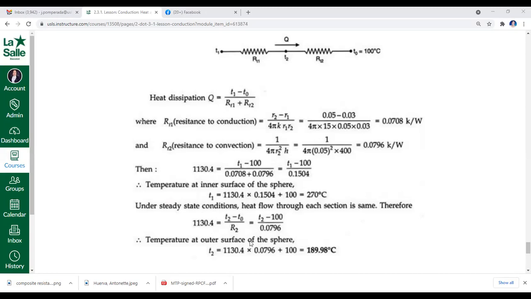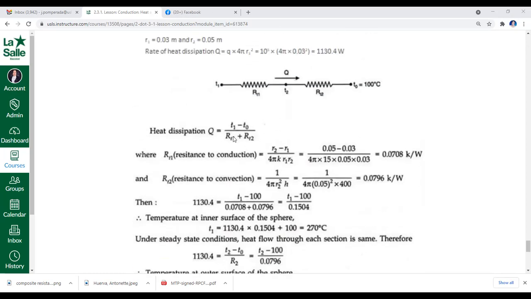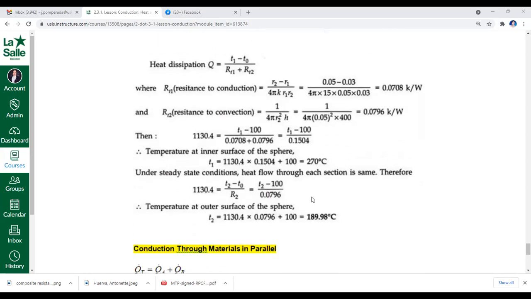So in this case, with R sub 2 accounted for, or R sub T2, the resistance to convective heat transfer used here, and you have the temperature difference in here, you'll be able to get the T sub 2. So in the process, you get T sub 1 and T sub 2, the inner and the outer temperatures of your sphere.